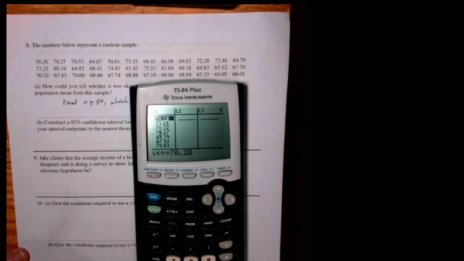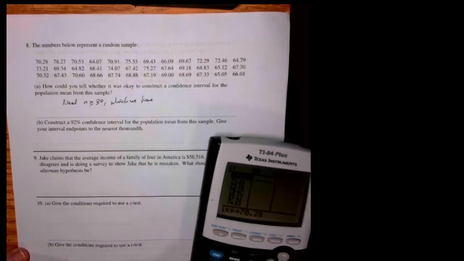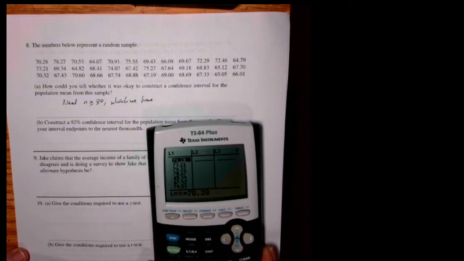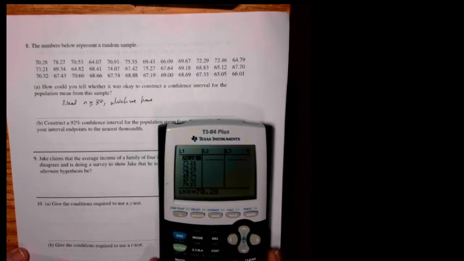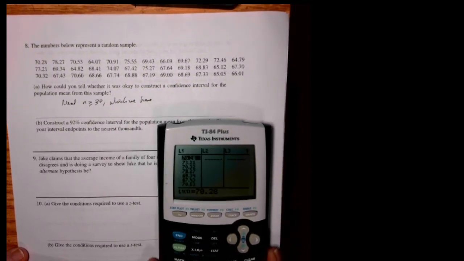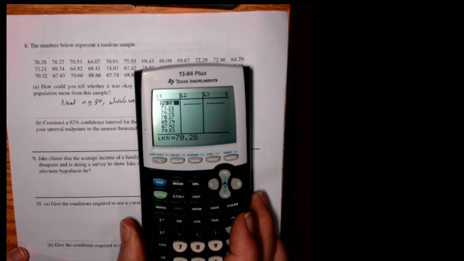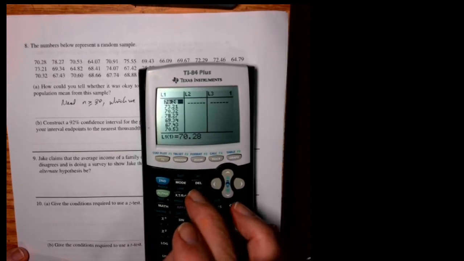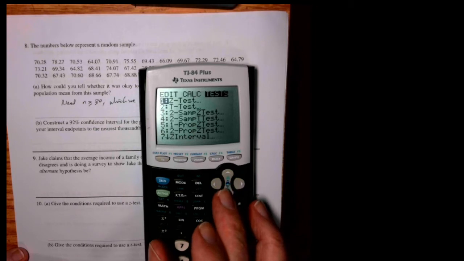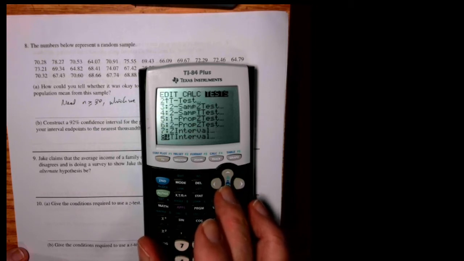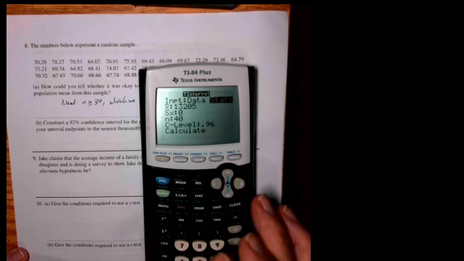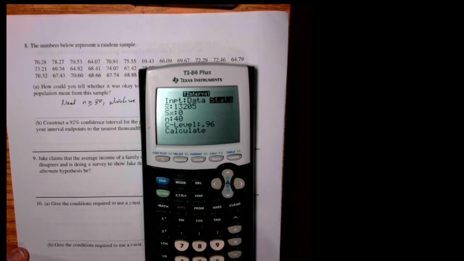Once you do that, this is going to be a t interval, right? You don't know the population standard deviation here. All you have is a bunch of data. So this is going to be a t interval. So we're going to go to stat, over to tests, and then down to t interval, which is number 8 down there. We're going to do a t interval from data. So I'm going to switch this over to data and press enter.